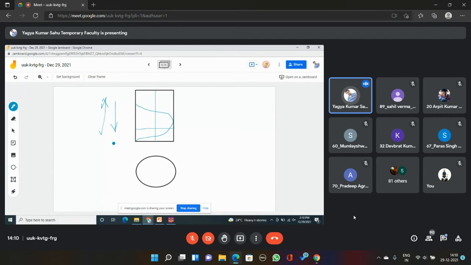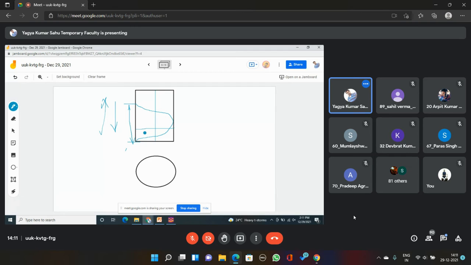So for one complete revolution, means one complete circular motion, the axial advance of the point is called the pitch of the helix. Here you can see from this point to this, this is the pitch of the helix. It can be equal to the height of the axis, or less than the height of the axis.